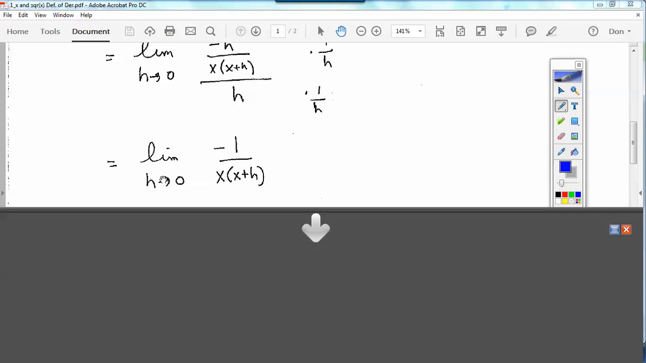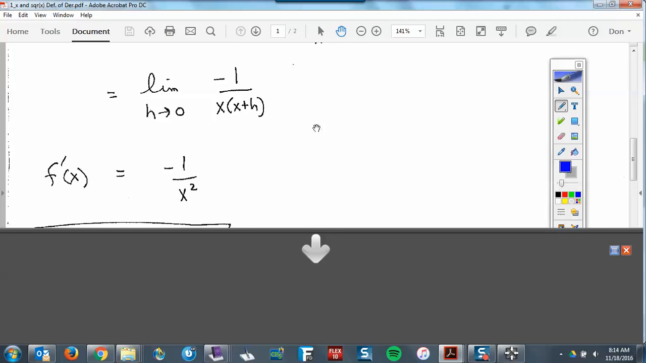Okay, and now you can put your 0 in for h. Now you get, because that's not a problem now, because x plus 0 is just x. X times x is x squared. So now we get that right there. Okay?